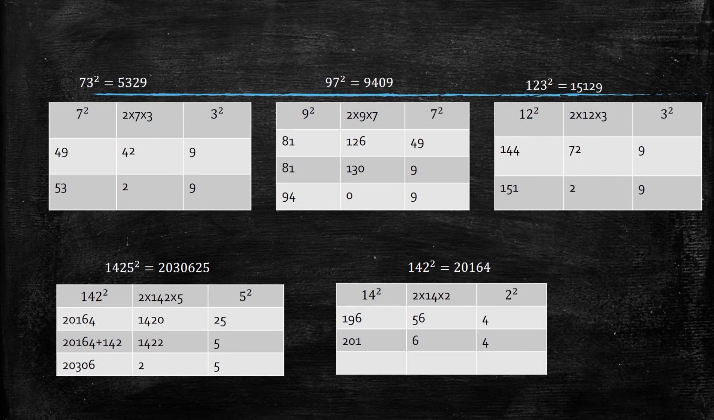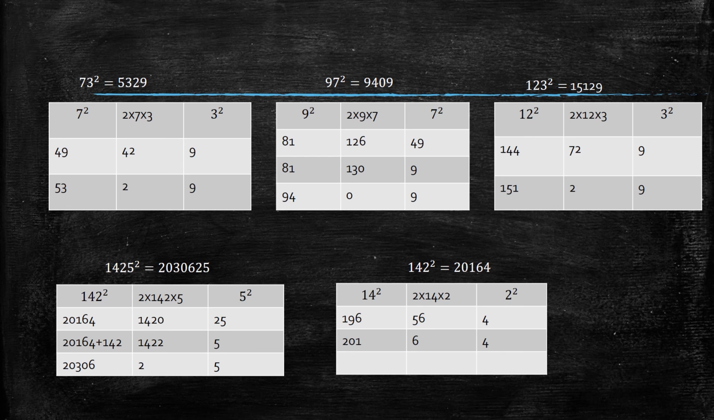For 1425 square, we do (142 plus 5) square and get 142 square, 2 into 142 into 5 and 5 square in our 3 columns. Now we calculate 142 square first. For 142 square, we do (14 plus 2) square and get 14 square, 2 into 14 into 2 and 2 square in our 3 columns, which equate to 196, 56 and 4 respectively. We start with 4. We keep 4 and nothing is forwarded. Next, for 56, we keep 6 and 5 is forwarded to left and added to 196 to get 201. Thus, we have 142 square equal to 20164.